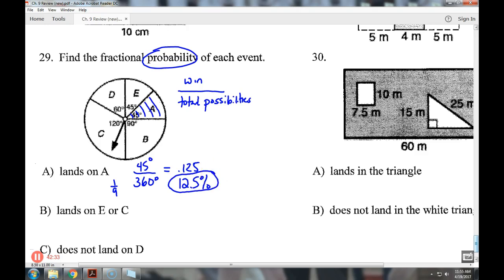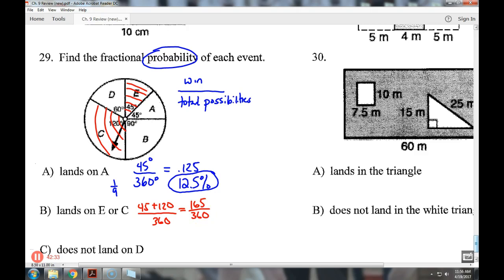What's the chance that it's going to land on E or C? Well, E or C means I'll win here or I'll win here. So my winning area is 45 and the 120. This is where I win out of the total. So that's 165 out of 360. And let's divide those out.